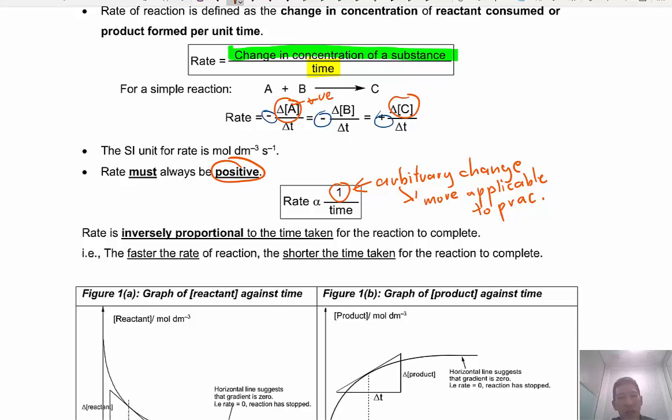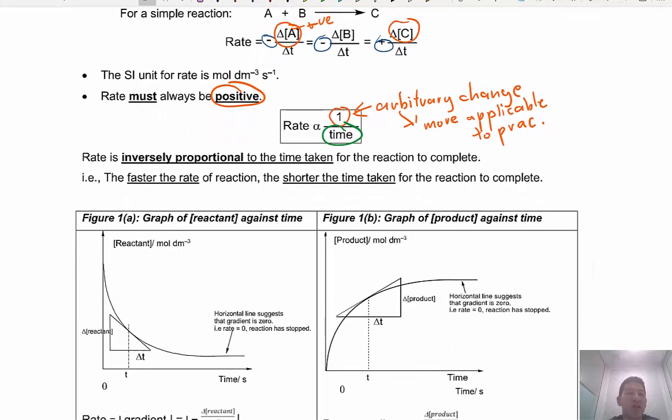So whenever we know the change in concentration, or we know the arbitrary change, we'll use a stopwatch or some other time measuring device. We know the time, so the rate is inversely proportionate to the time taken. This may seem obvious, but please remember this: the rate is always inversely proportionate to the time taken for the reaction to complete. So of course, the faster the rate, the shorter the time, and vice versa. The shorter the time, the faster the rate, or the longer the time, the slower the rate.